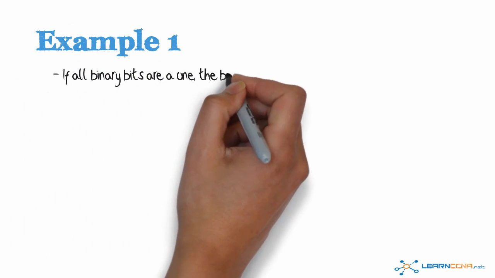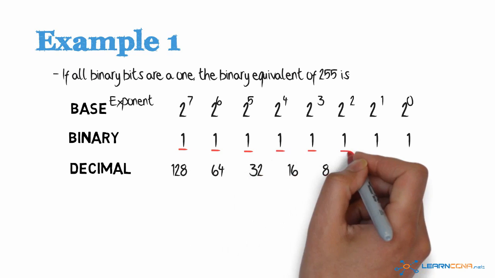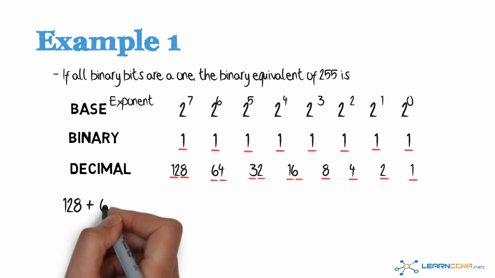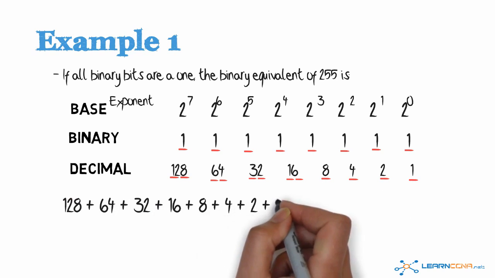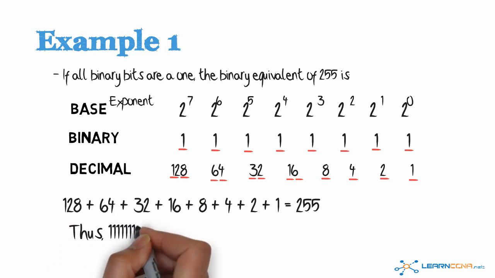Now imagine once again that we have 8 cables and there is current on every cable. So current on the first cable, second one, and so forth. Each cable has current. That means that this value is 128, 64, 32, and so forth. If you add all those values together, so 128 plus 64 plus 32 plus 16 plus 8 plus 4 plus 2 plus 1, you get a value of 255. Thus, 8 binary ones equals 255 in decimal.